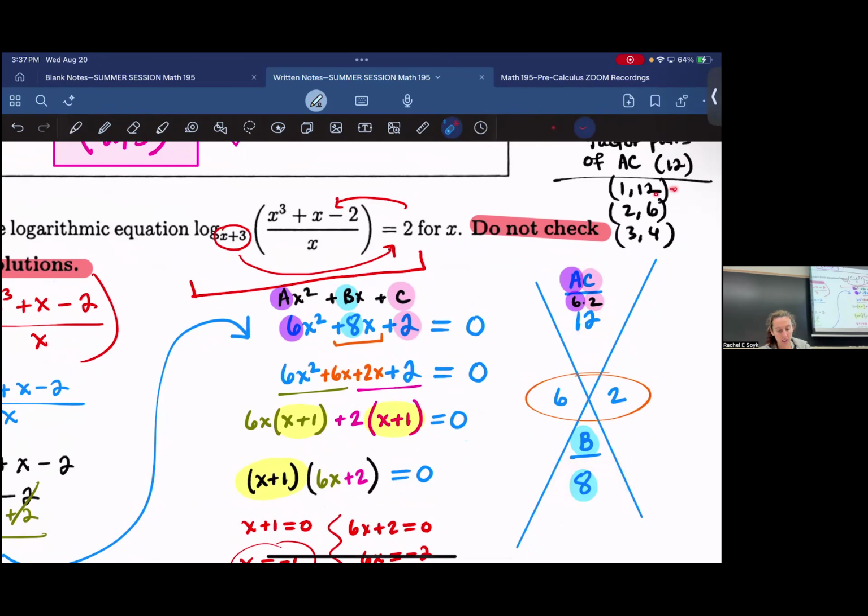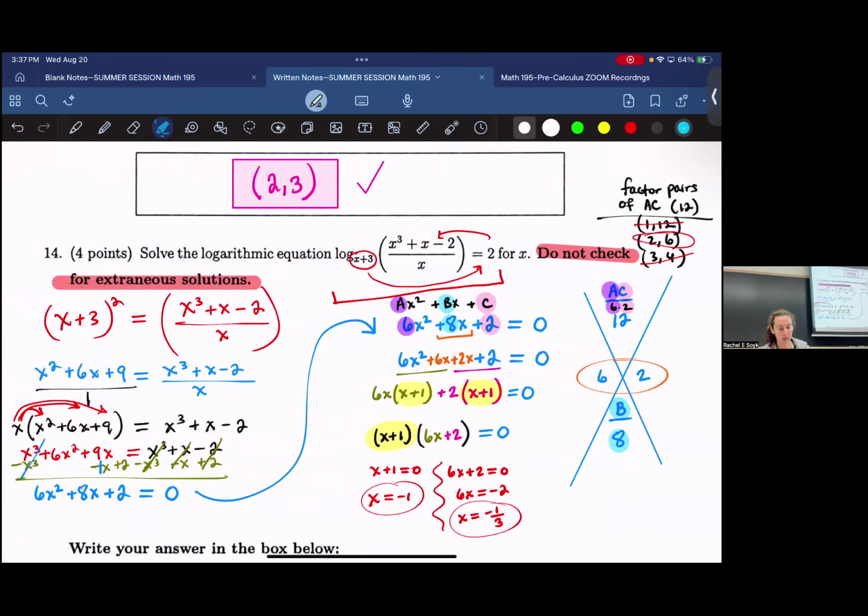1 plus 12, that's 13. That doesn't work. 2 plus 6, ooh, 8. And 3 plus 4, that gives you 7. So that's how we know that it's 2 and 6. So, yeah. And then do you get this part down here? Oh yeah. Yeah, okay, cool.